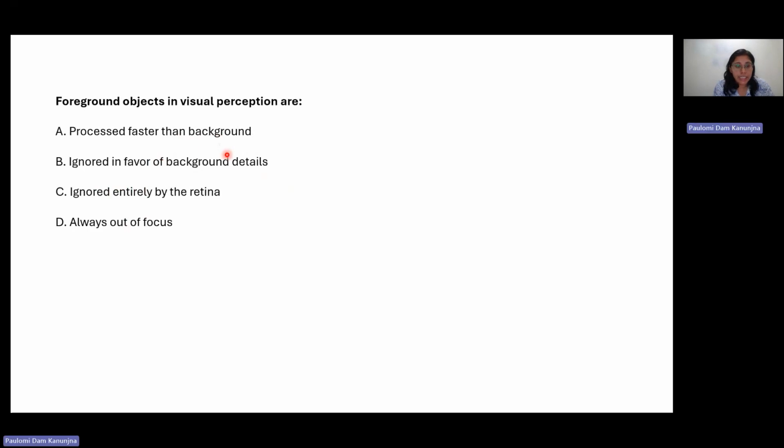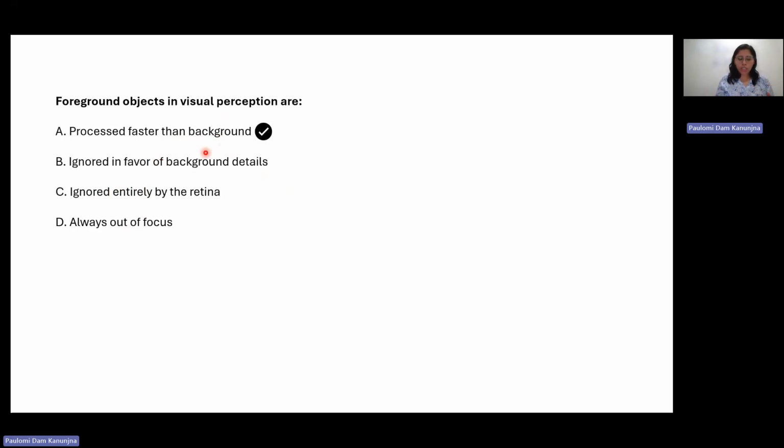You see images daily, right? So what do you think the brain would prefer to do? I think it would have been fairly easy for you to guess that the answer is that it is processed faster than the background. Why is that? Because the brain, like us, perceives foreground objects as more behaviorally relevant.